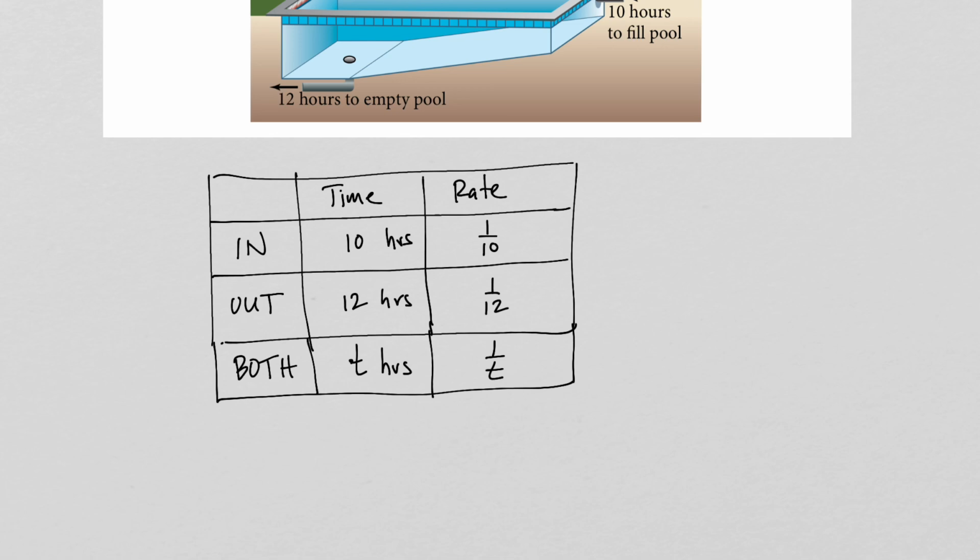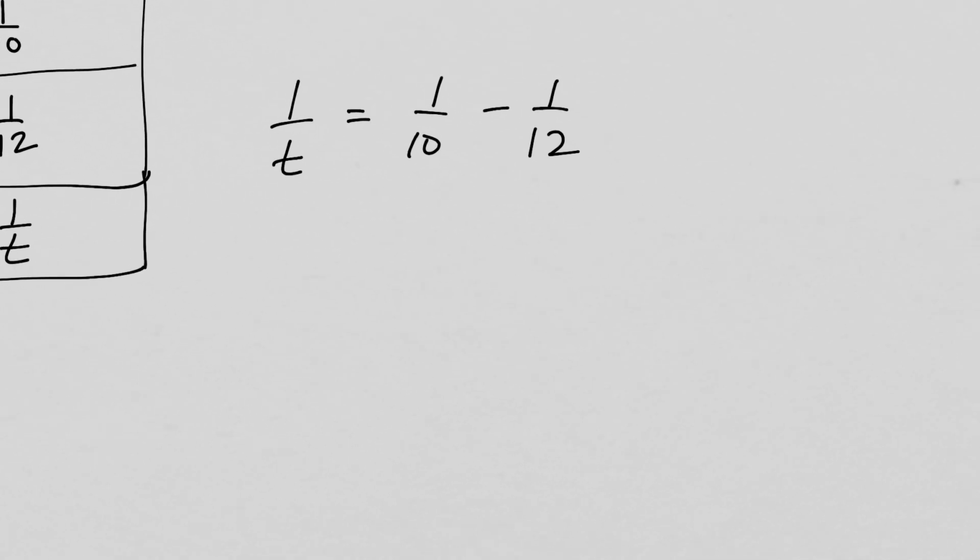All right. So the amount of water going in the pool per hour is 1/T when they're both working at the same time. But we know that this quantity has to be the amount going in minus the amount coming out. So we know that 1/T must be equal to 1/10 minus 1/12. Okay, this is the concept. Now we just have to solve for T.